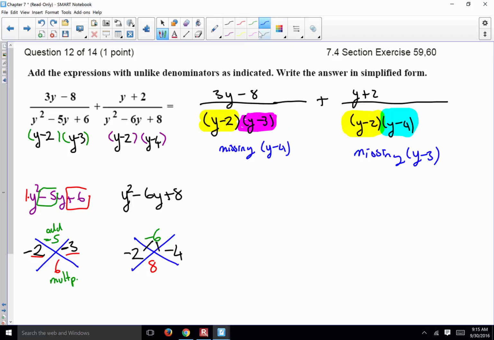Now how do I add these missing things to this group? What operation do I make here? Multiplication. You multiply top and bottom by y minus 4. Here by y minus 3. Both sides though.